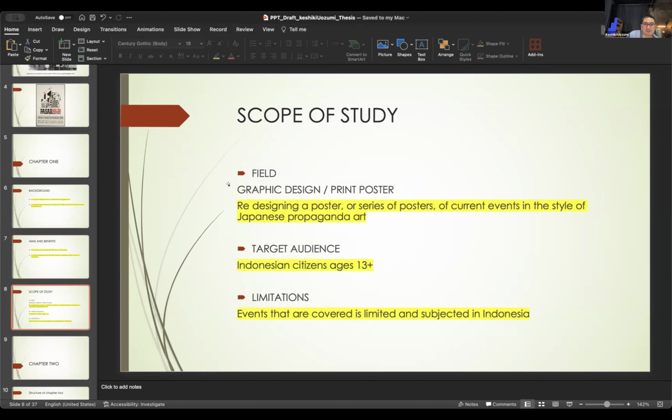So I will be making or redesigning a poster or a series of posters on current events in the style of Japanese propaganda art. My target audiences are 13 and above, and Indonesian citizens, because the posters will be previewed in public spaces, and its reach is limited only to Indonesian citizens.